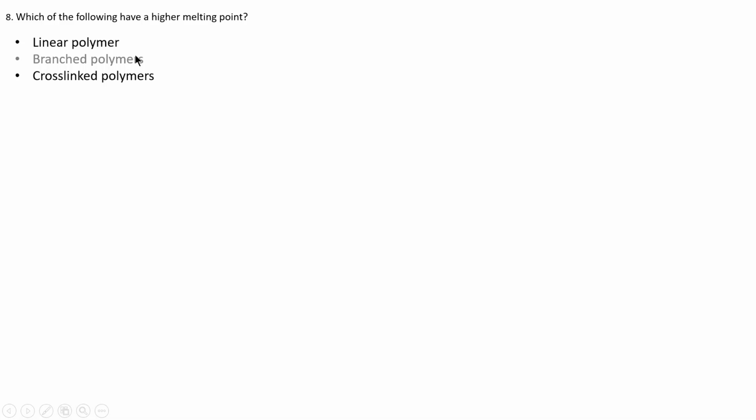Next, we have: which of the following have a higher melting point? Linear polymers, branched polymers, or cross-linked polymers. Amongst these, till now we have seen a lot of examples, so we can tell easily that the cross-linked polymers will have the higher melting point.